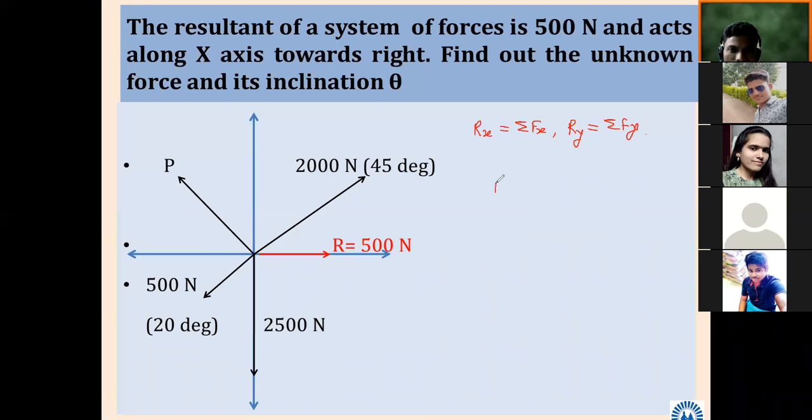For your information, I will tell you the answers. P is going to come 4816.46 Newton. And the value of theta is 77.65. You can note this down and solve this problem afterwards. One minute remains in our lecture. So these are my answers, and you should get the same answers.